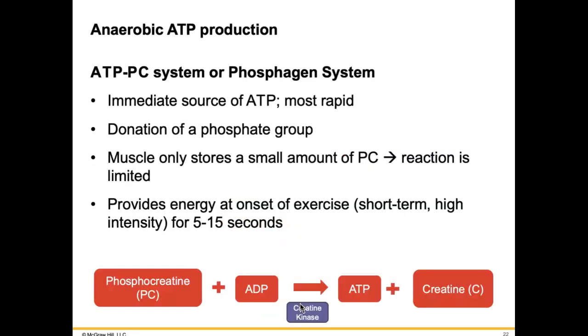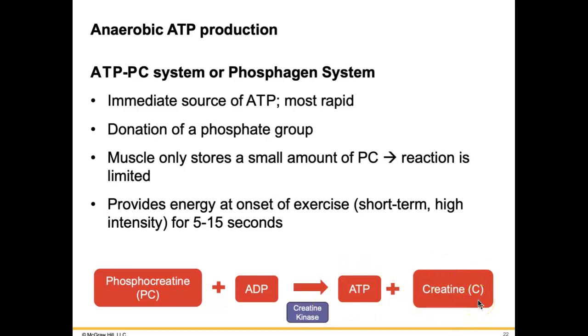So we'll start off with our anaerobic pathways. The ATP-PC system is also known as our phosphagen system. This system gives us a really rapid way of making ATP by having a donation of a phosphate group. Our muscle is only storing a small amount of PC. PC stands for phosphocreatine, which you can see the spelling over here. And we'll take the phosphate from this molecule and add it to ADP using the enzyme creatine kinase. And in this way, we get ATP, and what is left over is creatine.